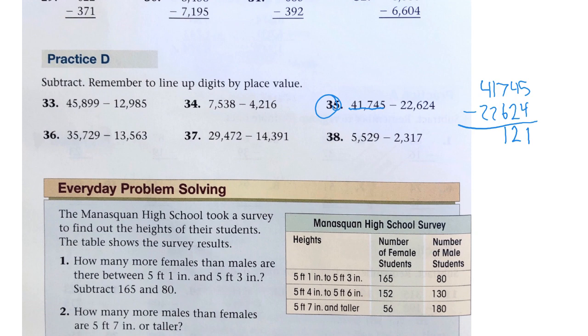Now 1 minus 2. Wait a minute. I can't take 2 from 1, so I have to regroup from that to give it there. Now I can take 2 away from 11 and get 9. Then take 2 away from 3 and get 1 left. So the answer is 19,121.